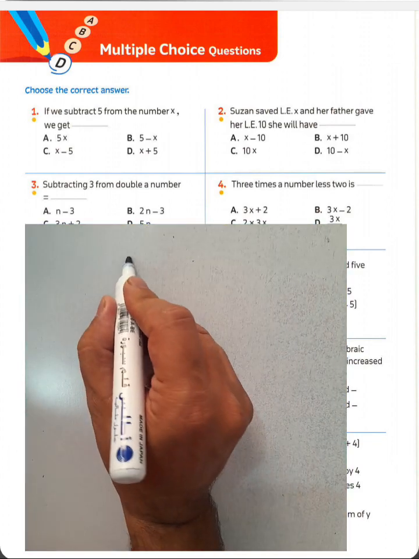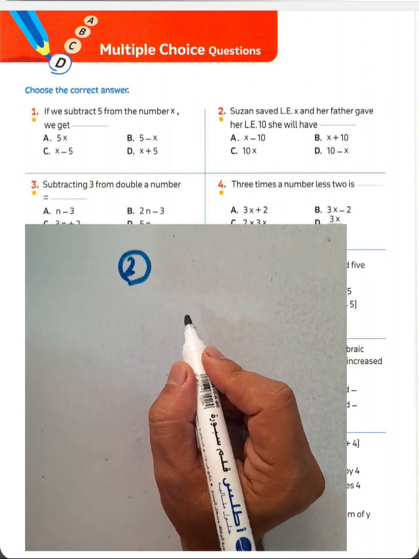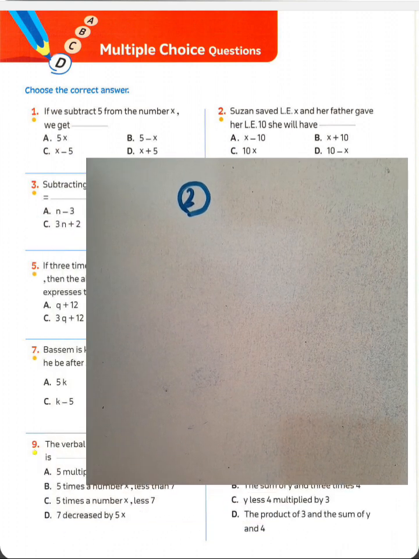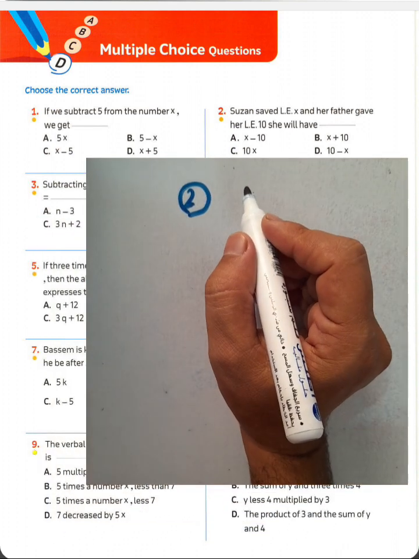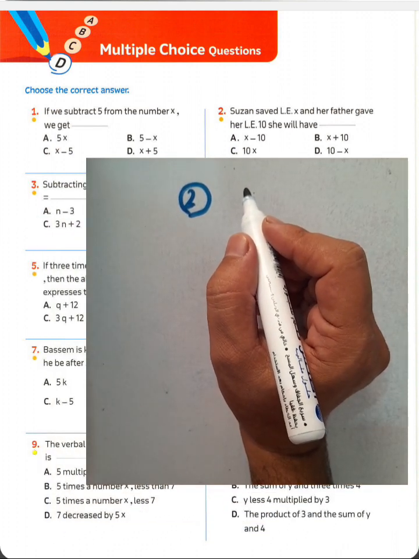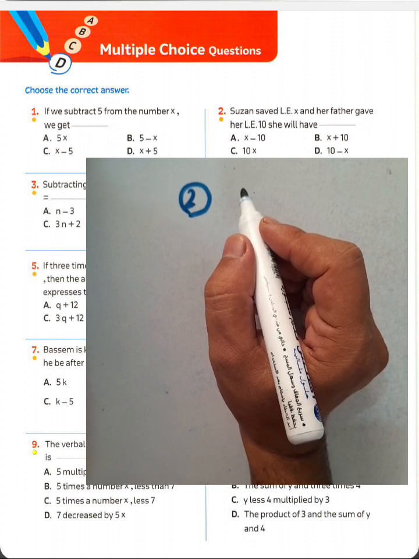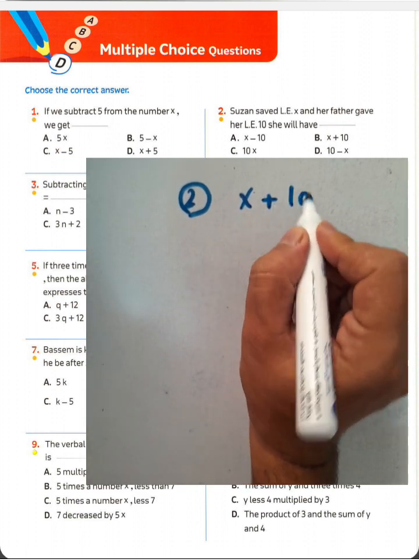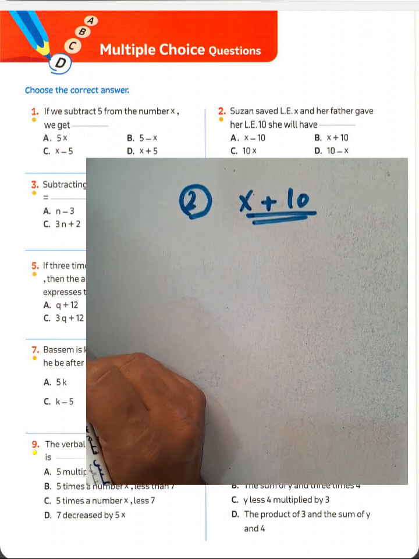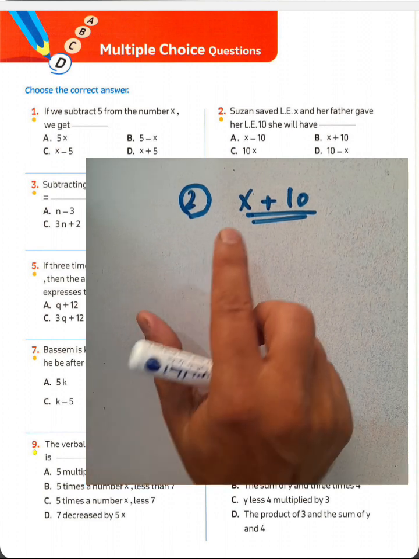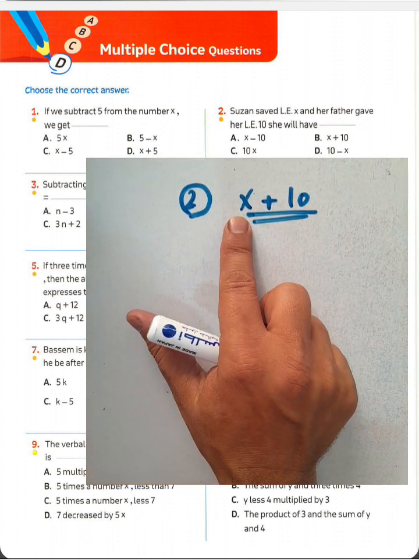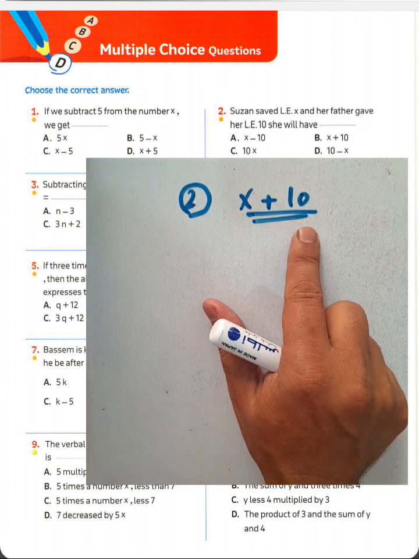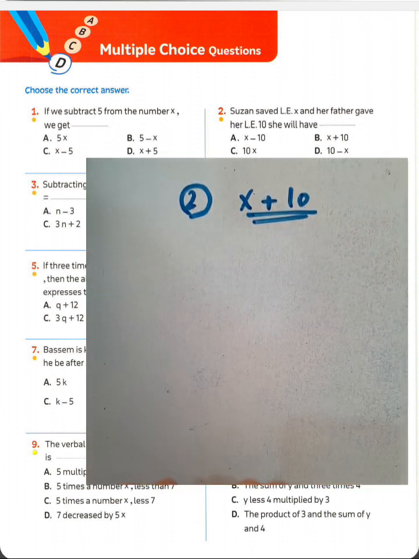Question number 2. Suzanne saved x lira and her father gave her 10 lira. She will have what? She will have x plus 10. Choose letter B. About question number 2: Suzanne saved x Egyptian lira and her father gave her 10 Egyptian lira. She will have x plus 10.